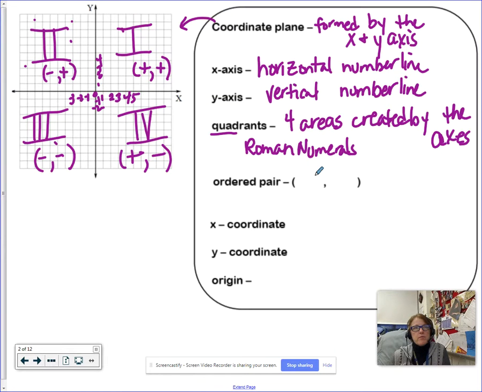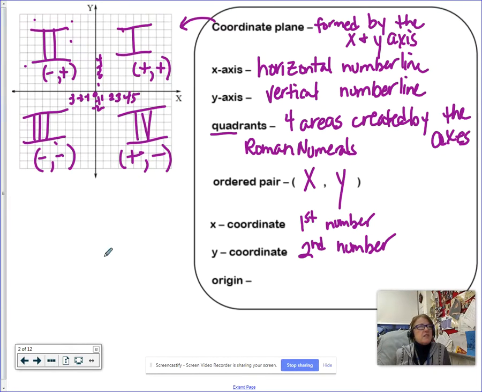Now remember, ordered pair, sometimes this is called the coordinates. The first number is the x, or your horizontal movement, and the y is the second coordinate, which is your vertical. Okay, so the x coordinate, this is the first number in the ordered pair, and it's your horizontal movement, and the y coordinate is the second one.